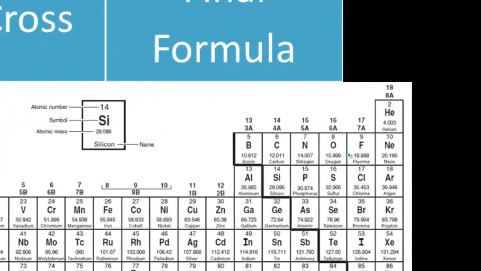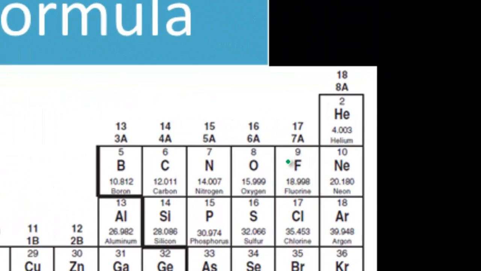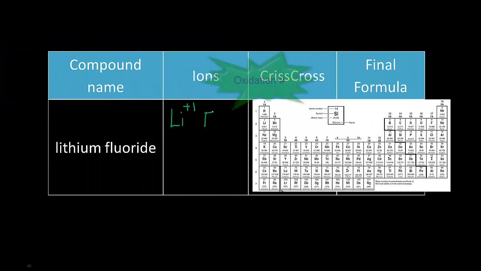Fluoride is actually fluorine. It's right here. The chemical symbol is F, and it is in group 17, which means it has 7 valence shell electrons. So is it easier for fluorine to lose 7 or gain 1? Well, it's easier to gain 1, so that's its oxidation number.